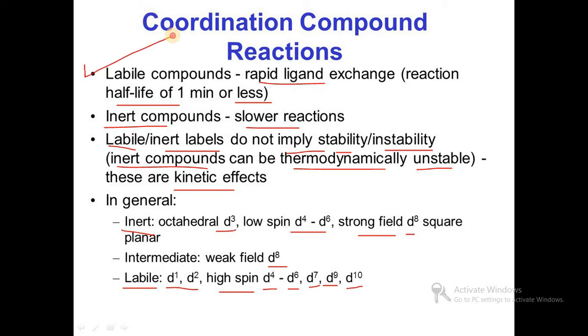Labile means reactive, and inert means they do not react, or carry out only slow reactions. Labile means they carry fast reactions, with rapid ligand exchange. A 7-coordinated complex will be formed, but in the case of inert complexes, an incoming ligand is not possible, so the reaction rate is very slow.